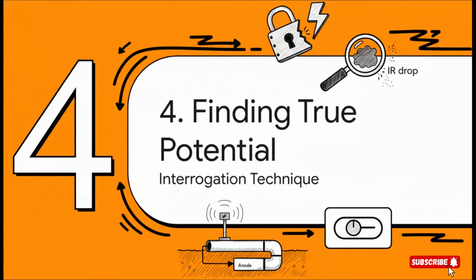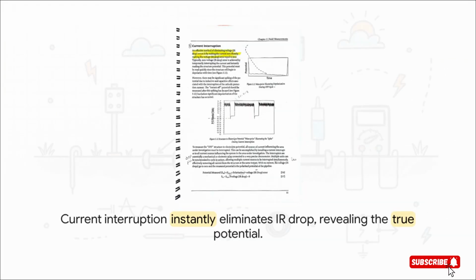Well, we need a special kind of interrogation technique, one that forces the IR drop to show itself so we can remove it from our evidence. And that technique is called current interruption. This graph shows you exactly how it works.